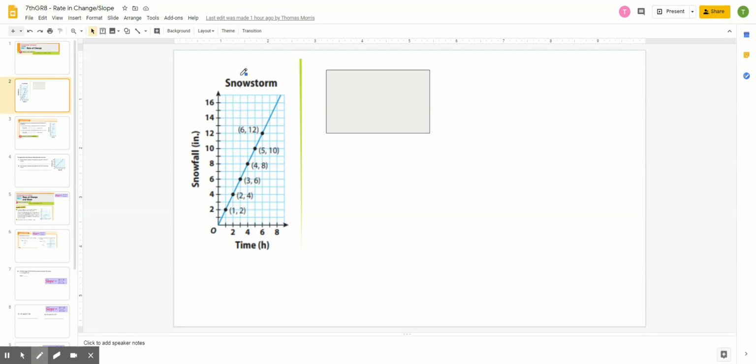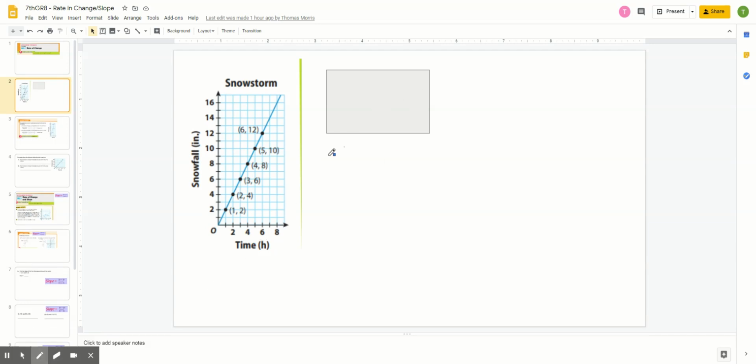So take a look here. This graph is showing us over time the amount of snow that is falling. This is at a constant rate now. So take a look. After 1 hour, there's 2 inches. After 2 hours, there's 4 inches, right? So there's a formula now that helps us calculate the rate of change.